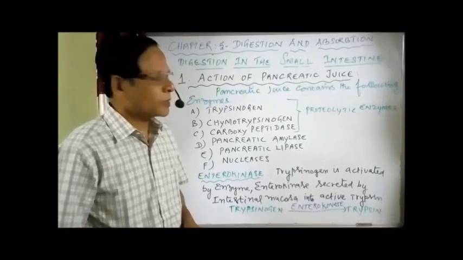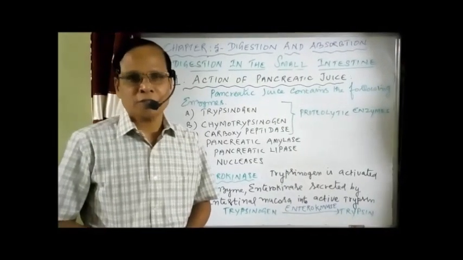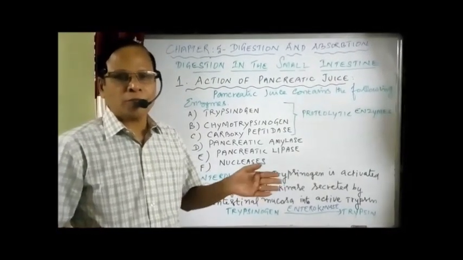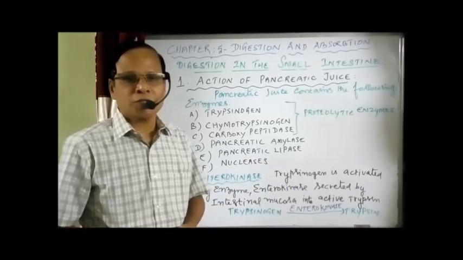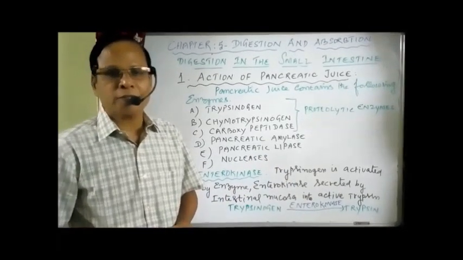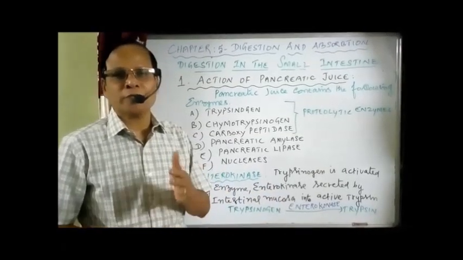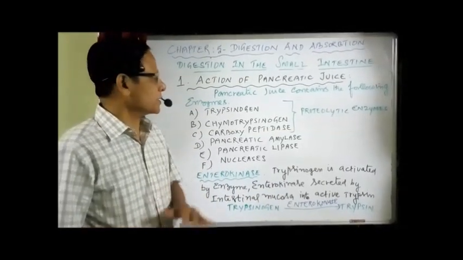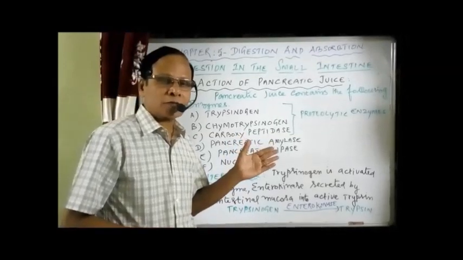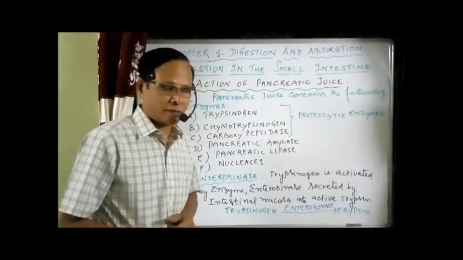Now, what is the role played by pancreatic juice in digestion? Normally this fluid is alkaline in nature because it contains bicarbonates secreted by the pancreas, having a pH of 7.8. We'll discuss that later. Now, the pancreatic juice contains the following 6 enzymes.